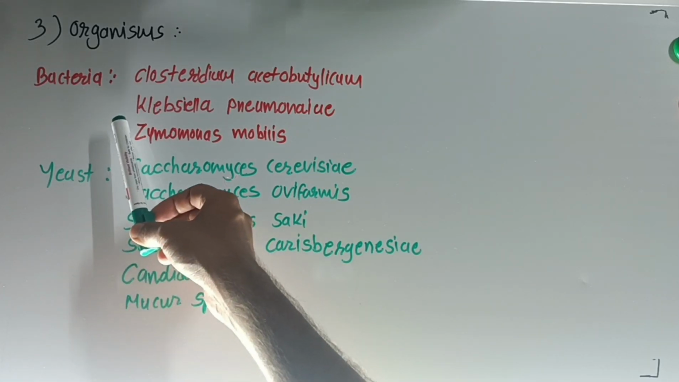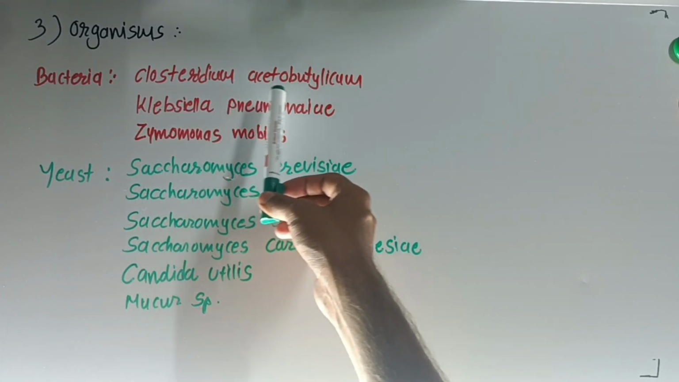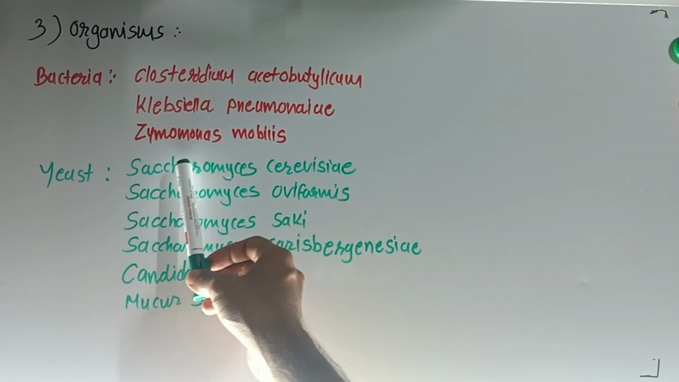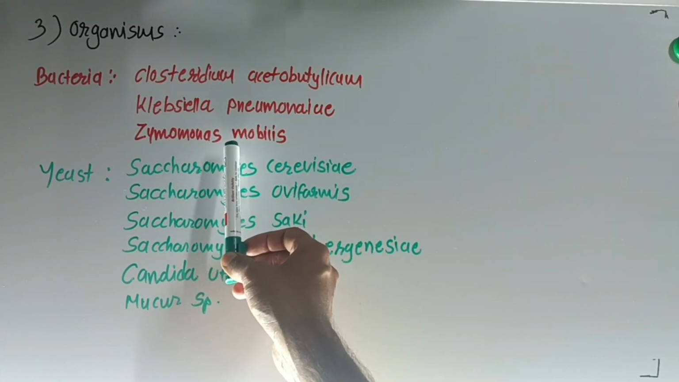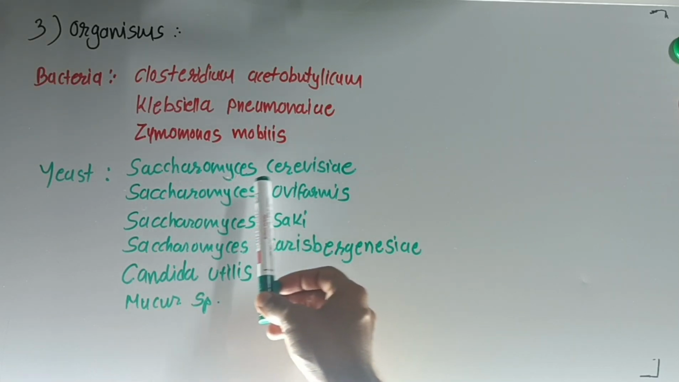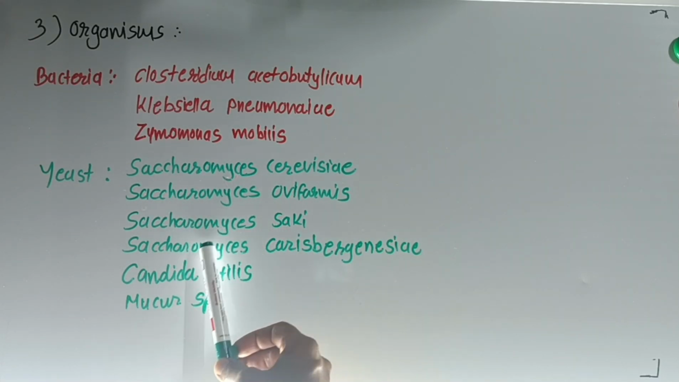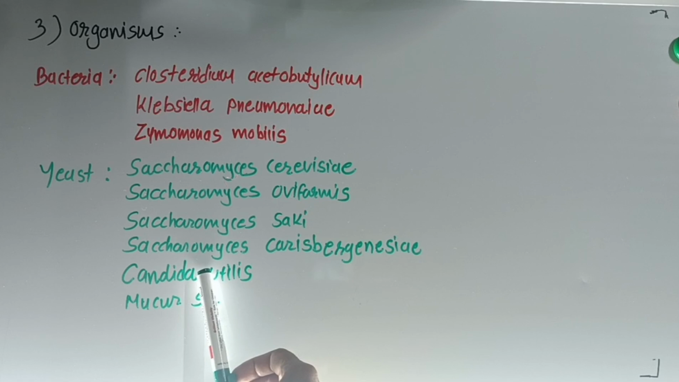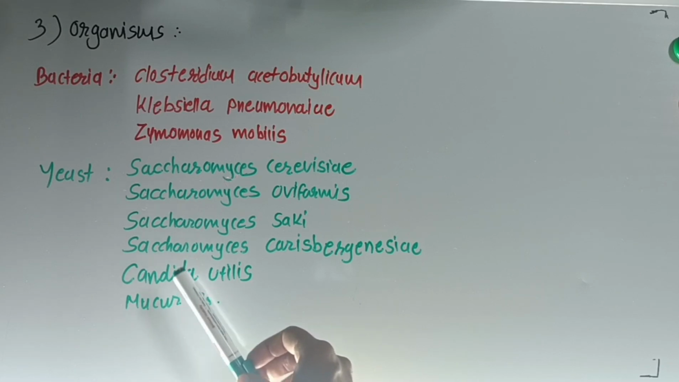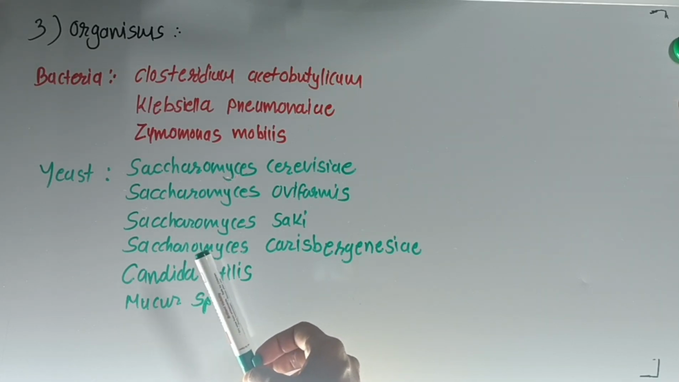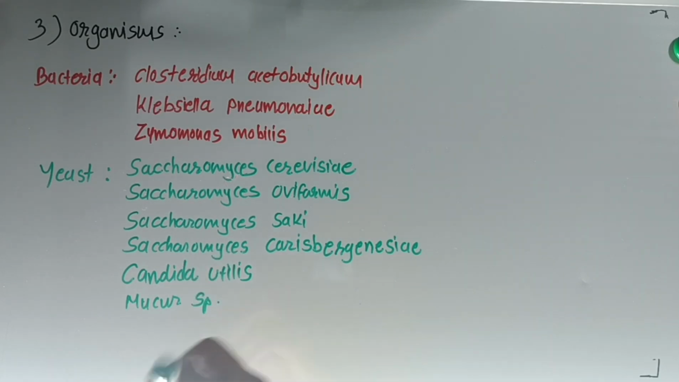Here we take bacteria like Clostridium acetobutylicum, Klebsiella pneumoniae and Zymomonas mobilis as bacterial strains, and for yeast strains we use Saccharomyces cerevisiae, Saccharomyces oviformis, Saccharomyces sake, Saccharomyces carlsbergensis, Candida utilis or Kluyveromyces species. These are the organisms we use for the ethanolic fermentation process.